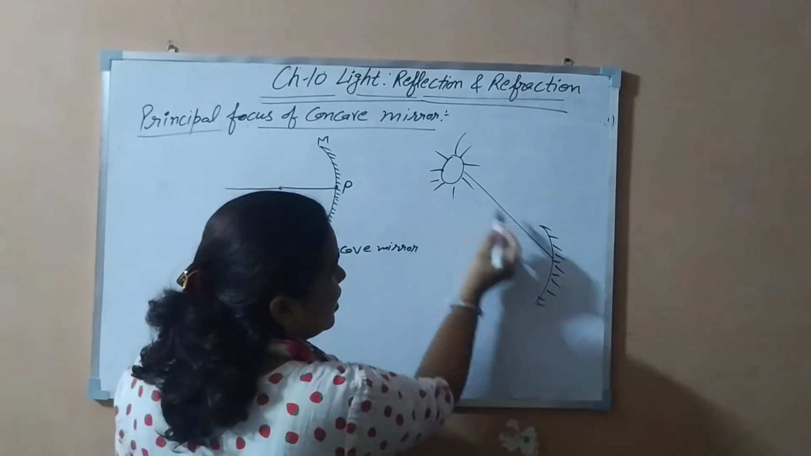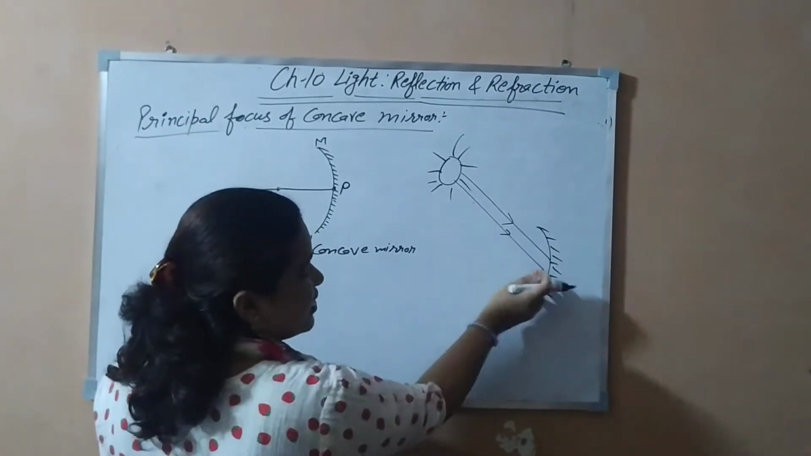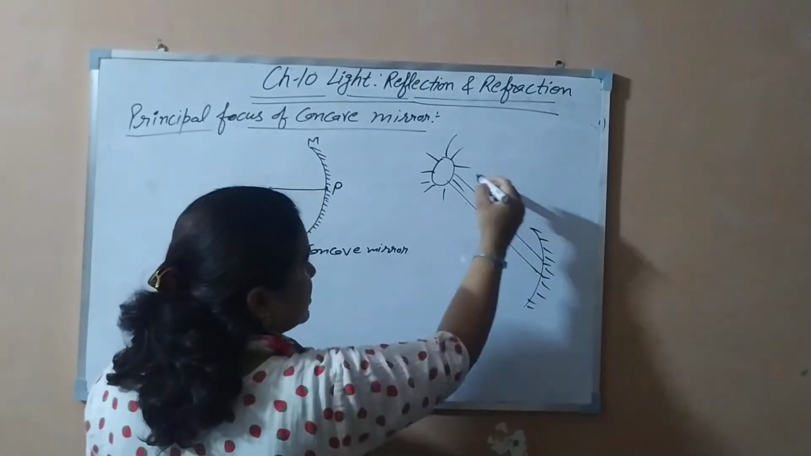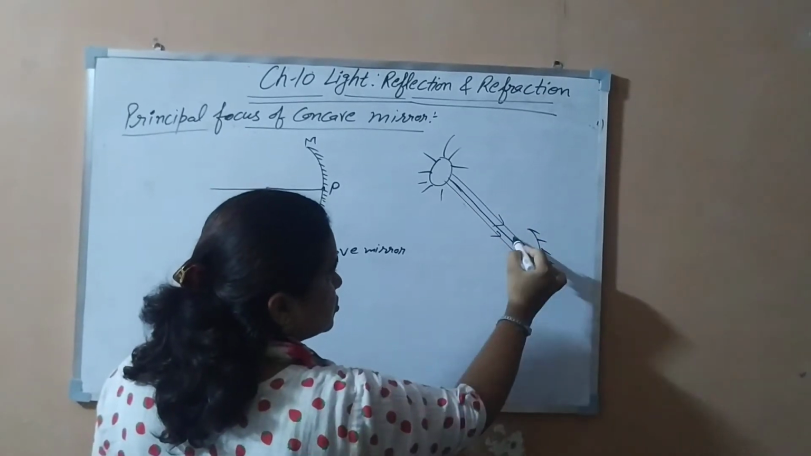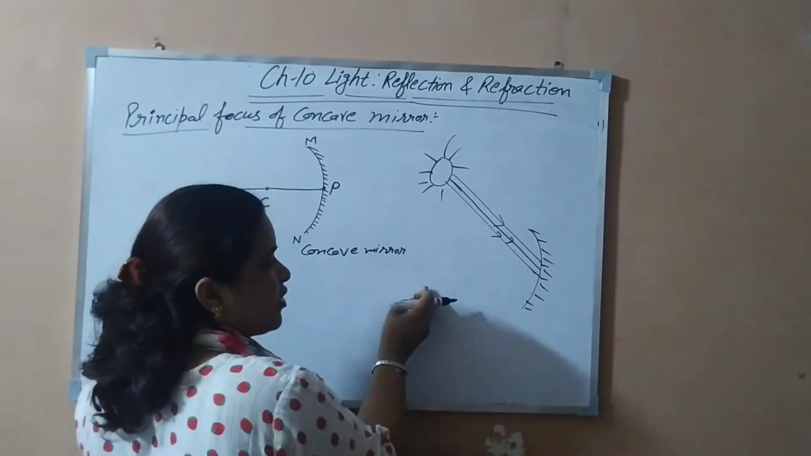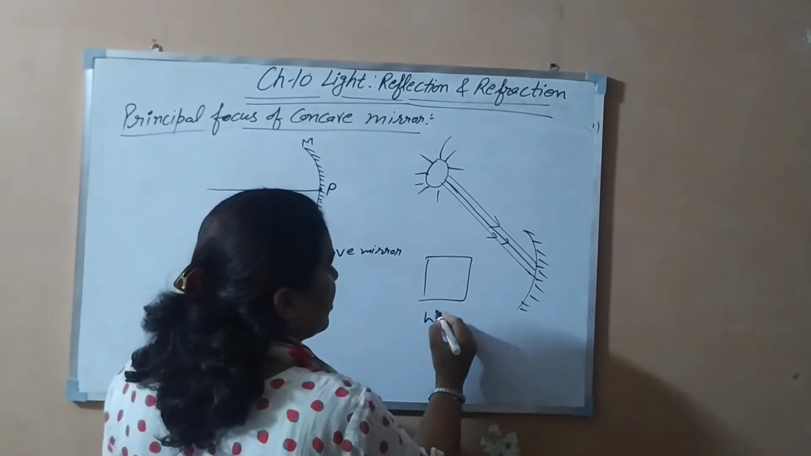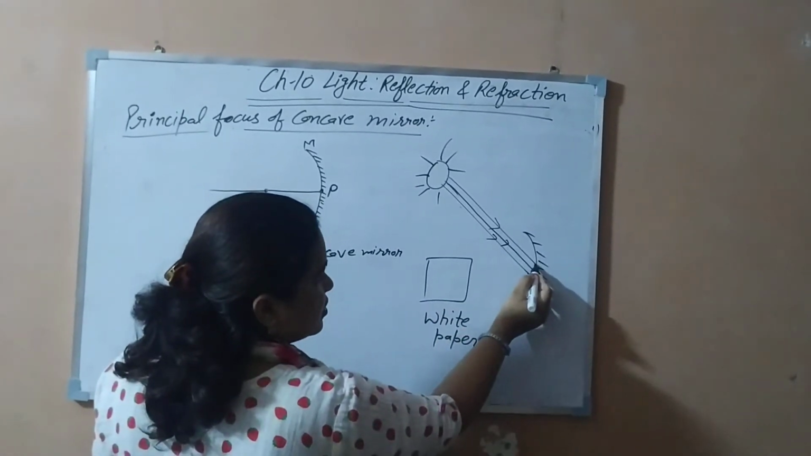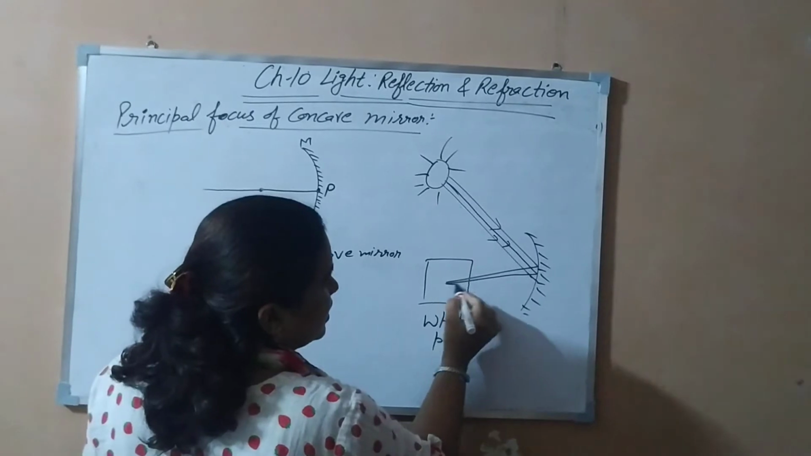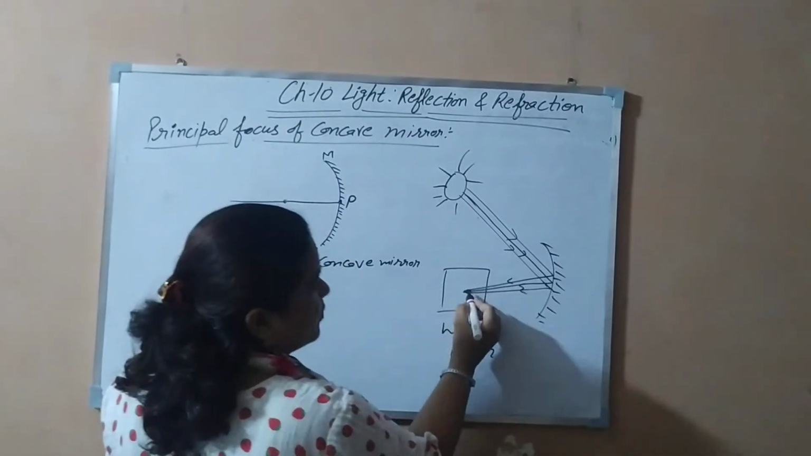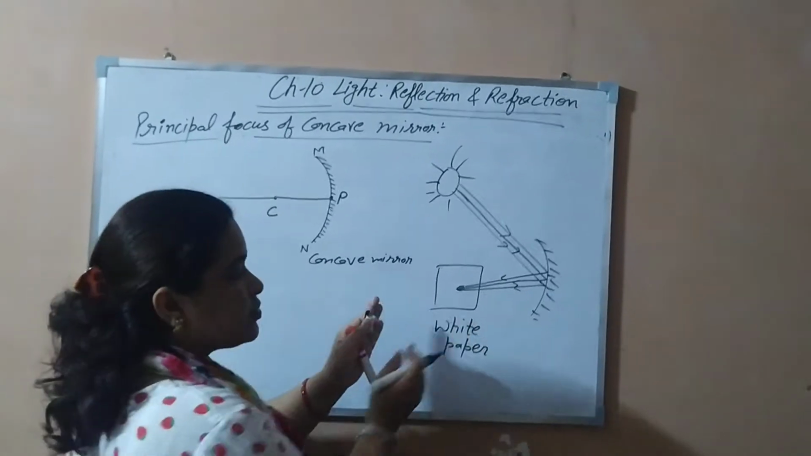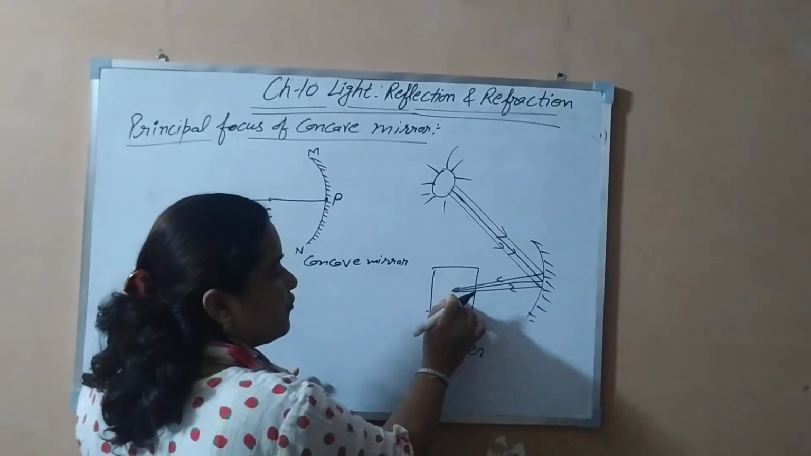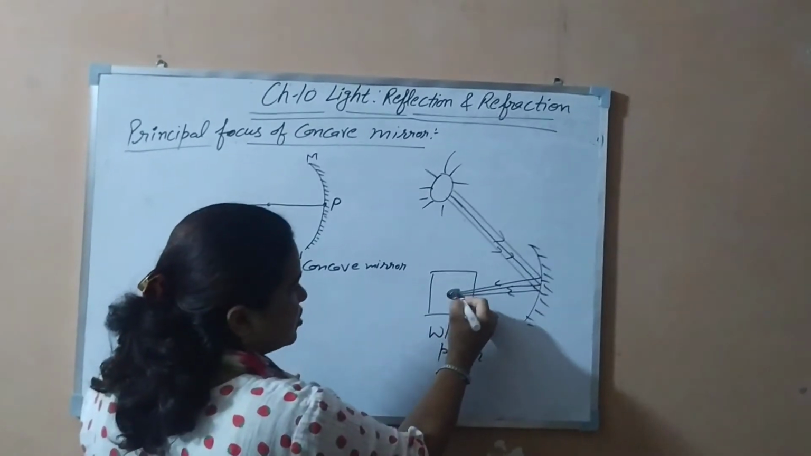The sun rays will fall on this, and after reflection they will come on the same side, to some point. So on the same side of the mirror, hold a white paper. When you hold a white paper, after reflection all these rays will be combined together at one point. We have to find this position by moving the paper front and back, until we get a bright patch on the white paper.